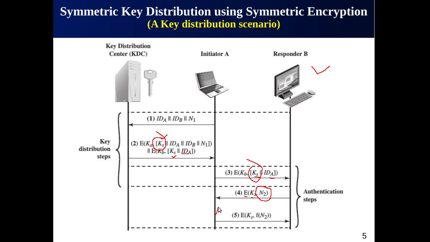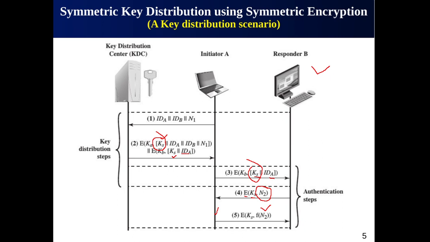Now in step number 5, as A and B now have the secret session key represented by KS, A will respond to the challenge with f(N2). It is like the response to the challenge that was asked by the receiver, and f is a function that performs some transformation on N2.